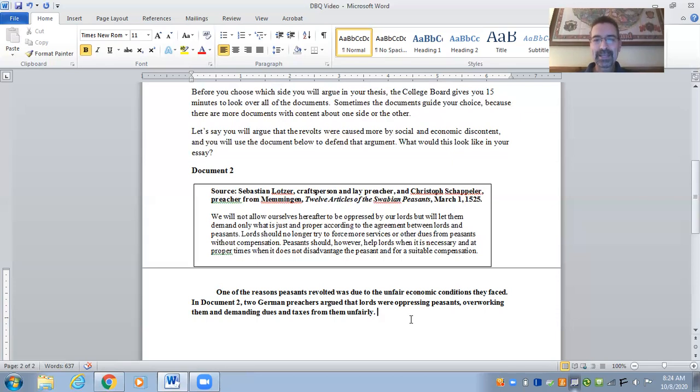Now, the next step is going back to that analysis point. We want to explain to the reader, identify what is the possible bias that these two German preachers have that makes them sympathize with peasants. Why are they saying this particular thing? What is it about their position in society that makes them say that? So I would argue that there are a few things we could mention here. Let's start with this one. I'll go ahead and mention their names.